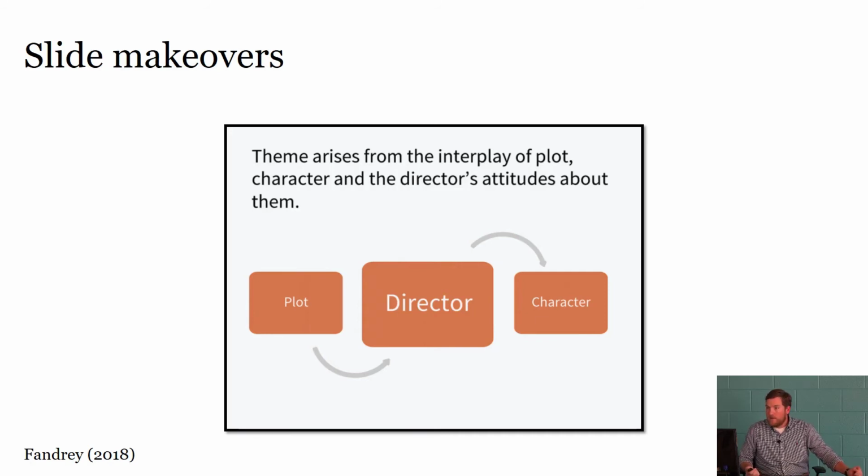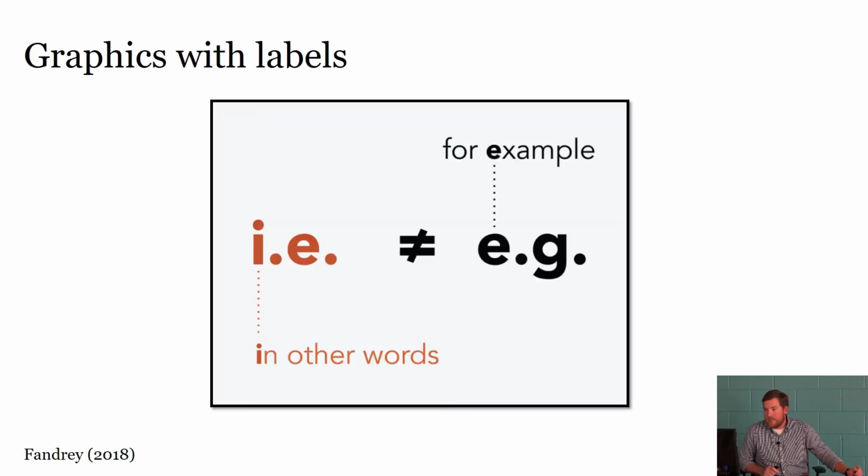Another one of our design strategies is to use graphics with labels. So instead of just having two bullet points here that say IE means in other words, and then another bullet point that says EG means for example, I can use some graphics and then label those graphics. This gives me something as a learner to pull from memory. I've got a much better chance of pulling a graphic or a visual from my memory than I do two bullet points.